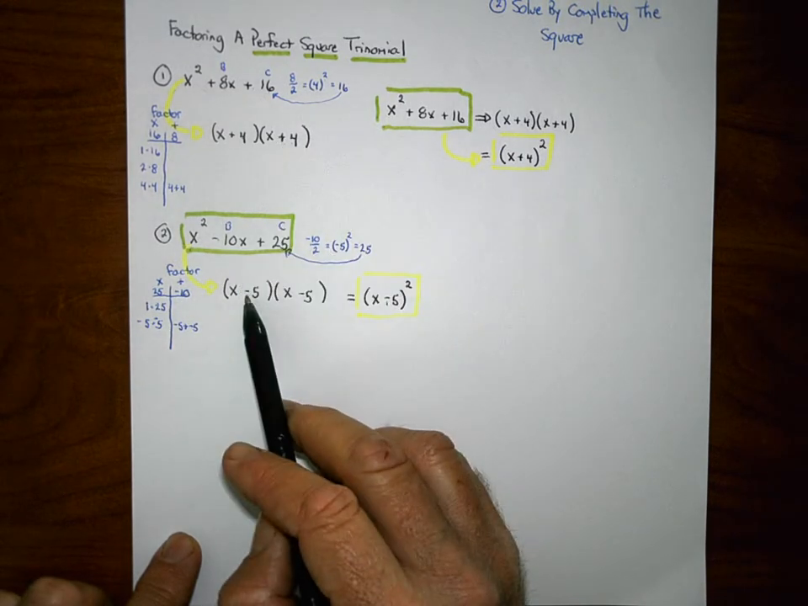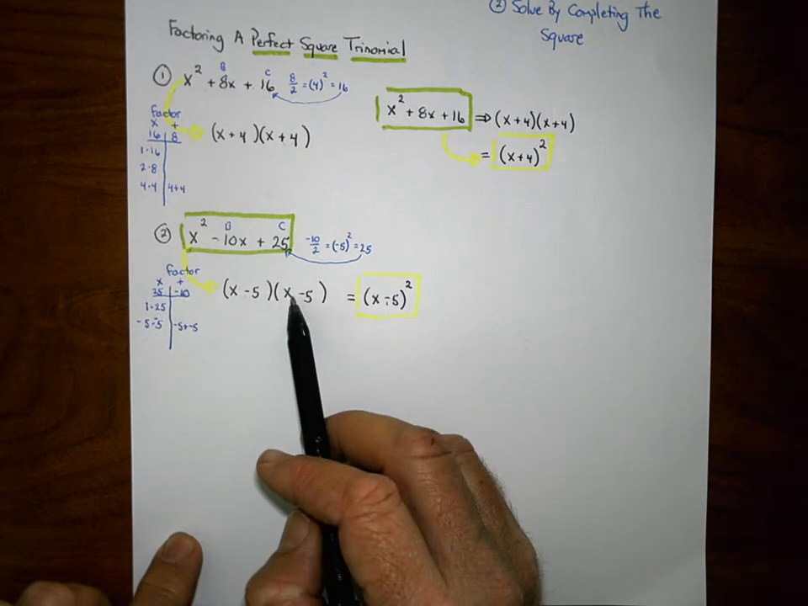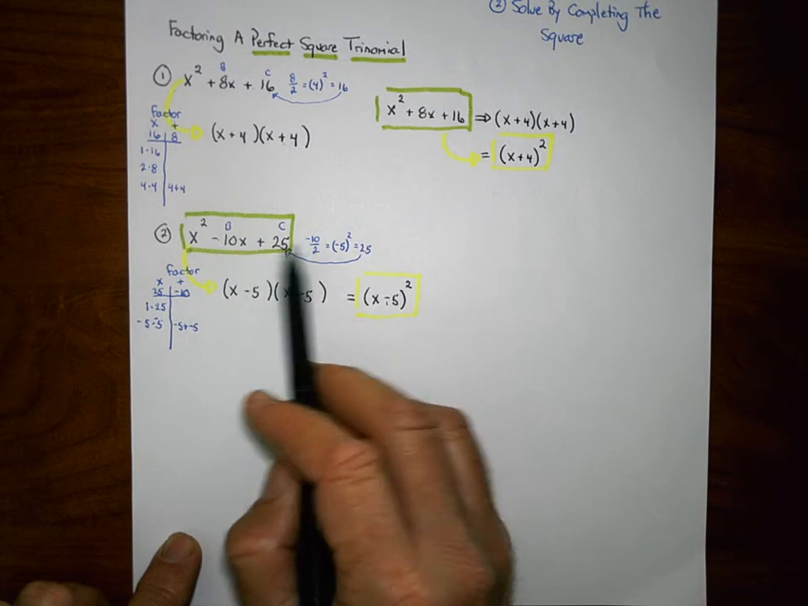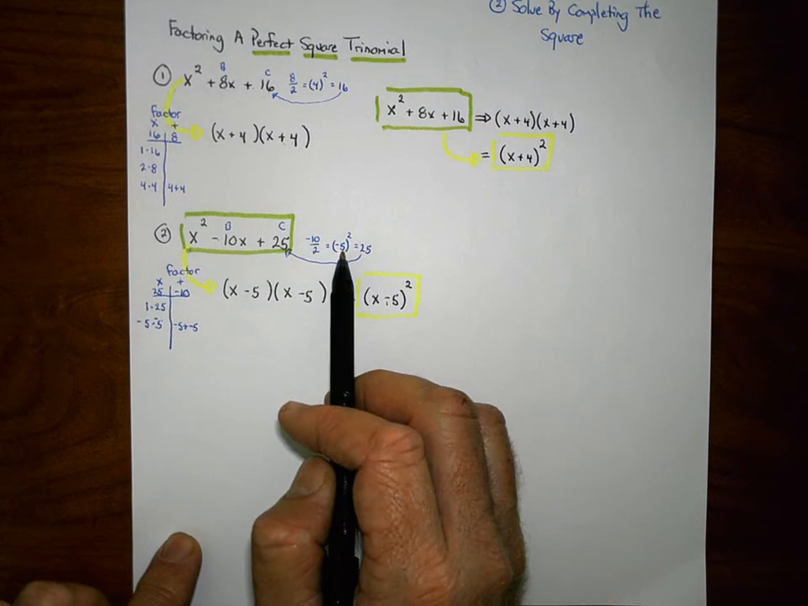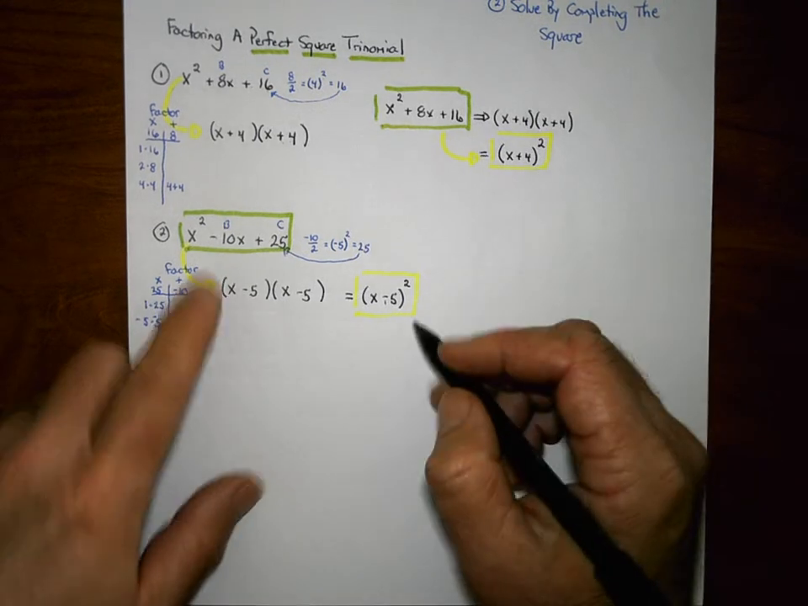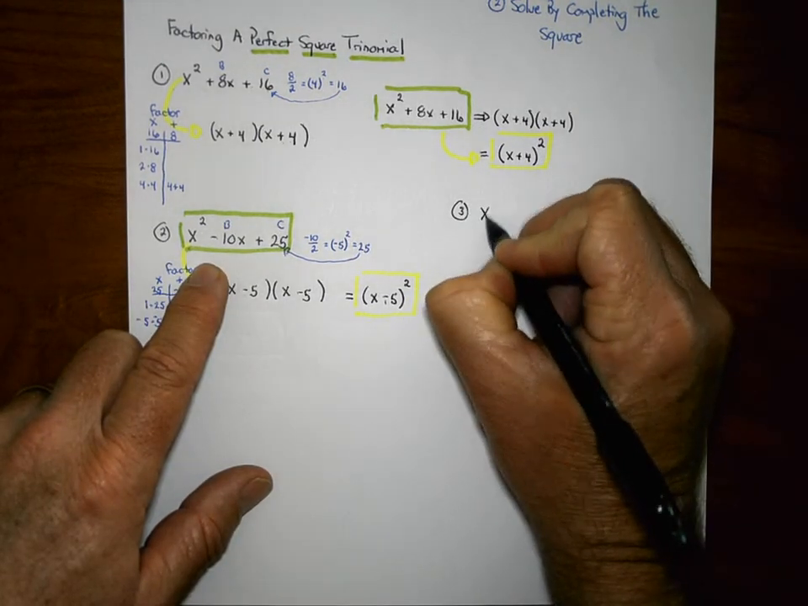If you look over here, number 2, my two factors were x minus 5 and x minus 5. And my b value was -10. Well, what's half of -10? It's -5, and those were my two factors. So that means there's a definitive shortcut on how to factor these perfect square trinomials. So let's take a look at another one.